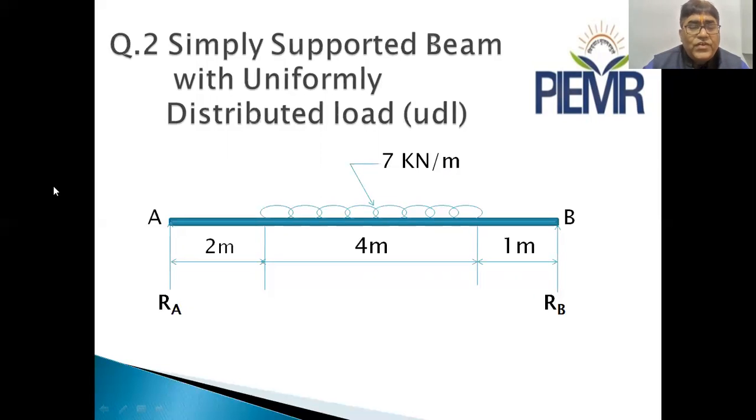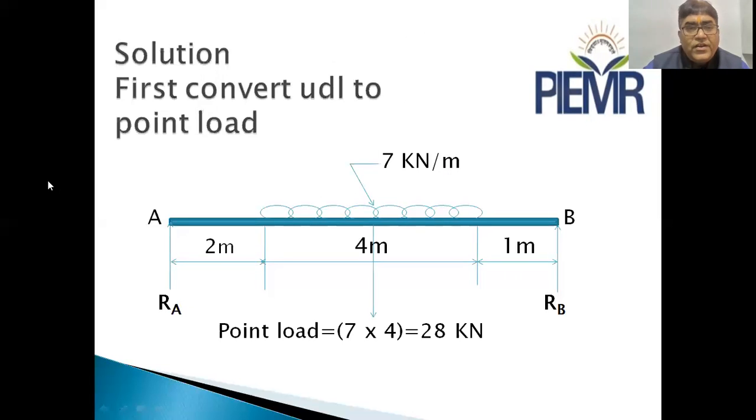So when we solve this question, first we have to convert the UDL to point load, as you can see in my next slide, the solution part. First, convert UDL to point load, and the UDL will always act at the center of the span, that is from this point to this point. If the uniform load of 7 kilonewton per meter is distributed over the span of 4 meter, then exactly at 2 meter from both sides, there is a center point, and at that point the UDL will be concentrated. So converting the UDL into point load, the point load will be equal to 7 kilonewton per meter distributed over the 4 meter span. Therefore 7 into 4 comes out to be 28 kilonewton.